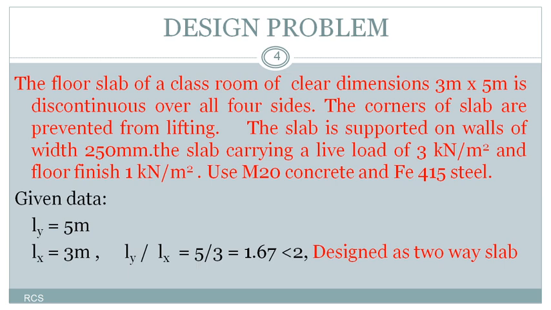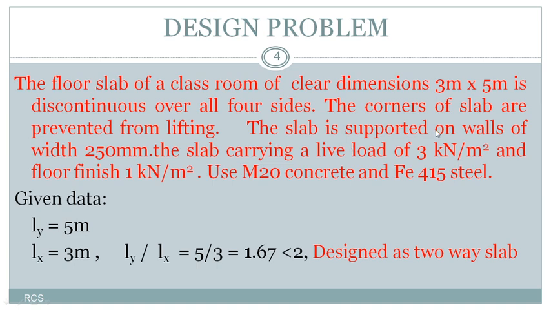A floor slab of a classroom of clear dimensions 3 meters by 5 meters is discontinuous over all four edges or all four sides of the slab. The corners of the slab are prevented from lifting. What do you mean by this? So we can assume that the corners of this slab are held down, and we can say this is a restrained type slab.